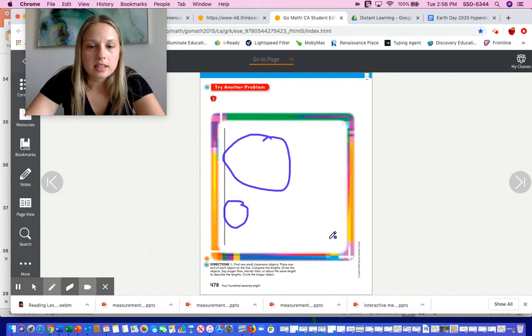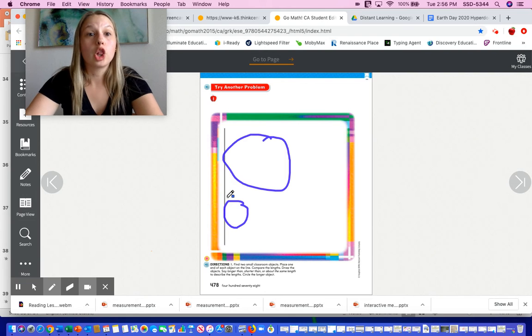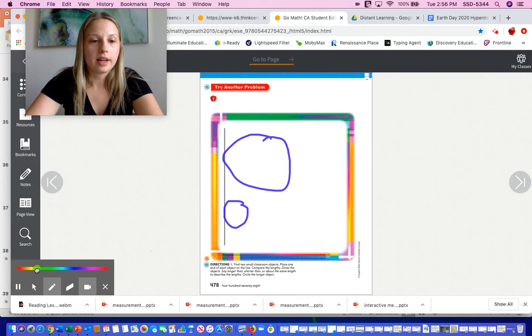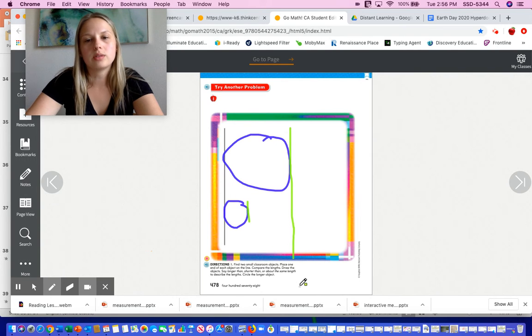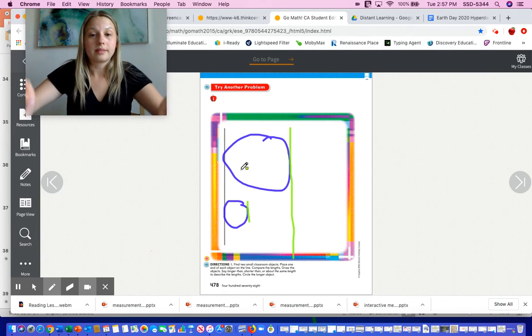Now, compare the lengths. After you're done, I want you to tell me which one is longer. Which one goes further this way? Well, if I look at it, this one is longer, right? It goes all the way to there, but this one only goes this far. So this one, the big candle, is longer. Which one of yours is longer? It goes far this way.